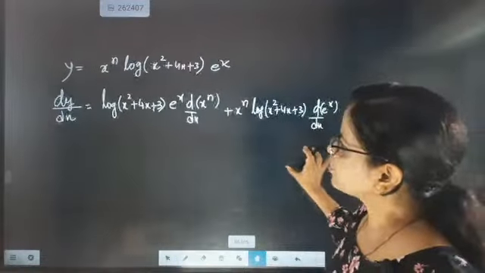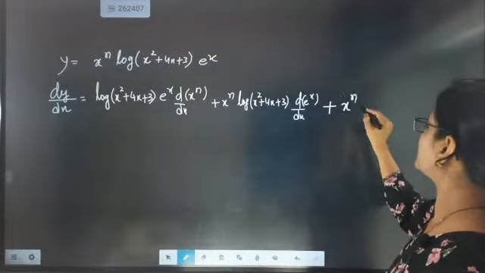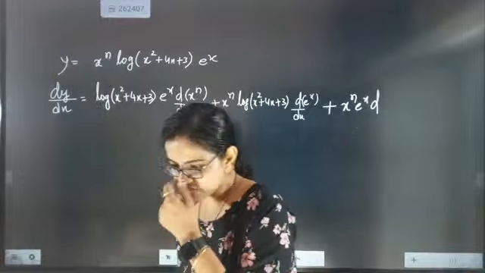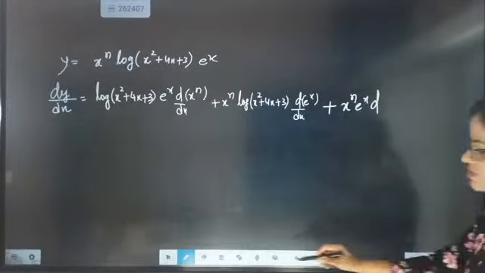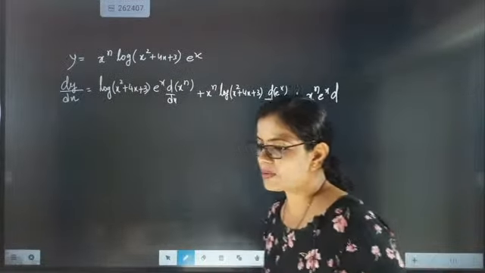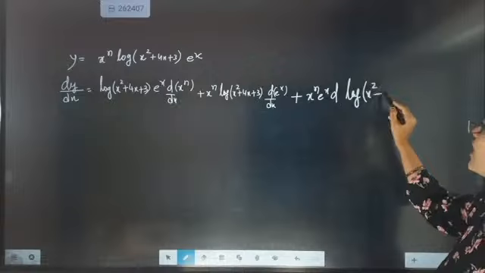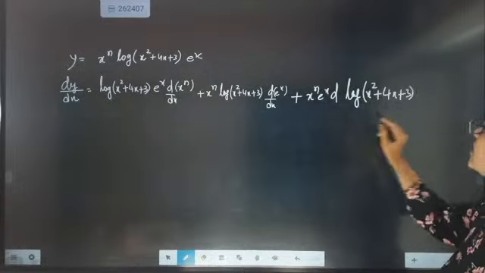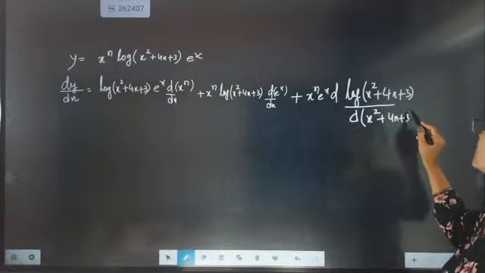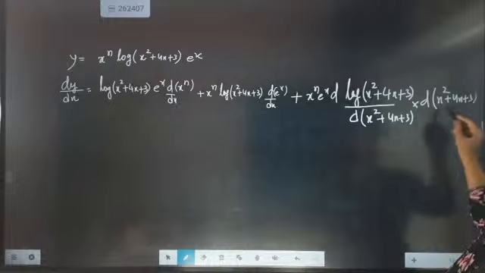The next time what I am going to do is I am just going to leave both of them, x to the power n and e to the power x. Now this time I am going to take log, beta. This time solve, Sharu. It's a very interesting question, beta. Only in the last part I am going to apply the chain rule. So this part will become log of x square plus 4x plus 3 by differentiation of x square plus 4x plus 3, x square plus 4x plus 3 by dx.